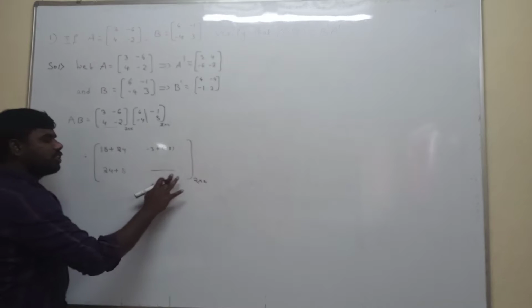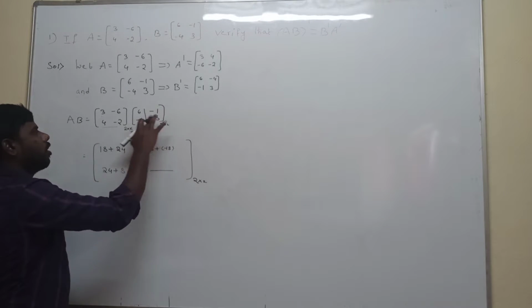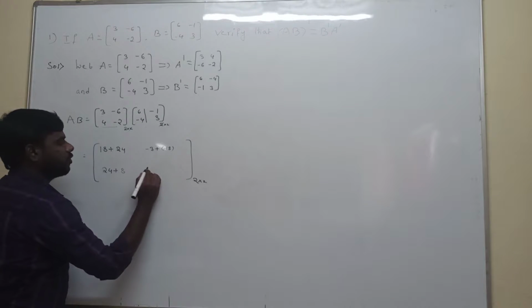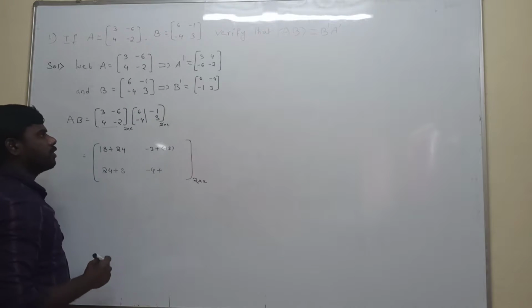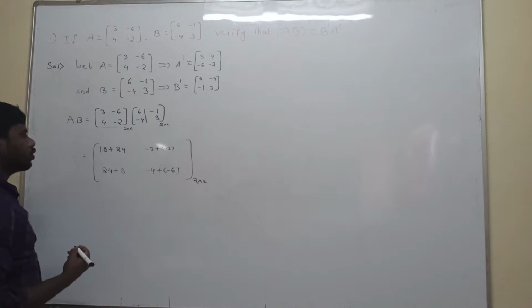After that, what is the position of the element? This one, second row, second column. So 4 into minus 1 is minus 4, and minus 2 into 3 is minus 6. Now simplify these values.